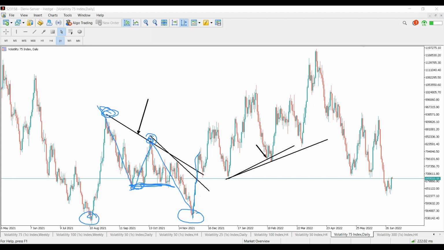So that's why normally I do advise top-down analysis so that you can see the bigger picture before you come to the smaller time frames, right? So that's another mistake that you should avoid. Do not have trend lines all over your chart.